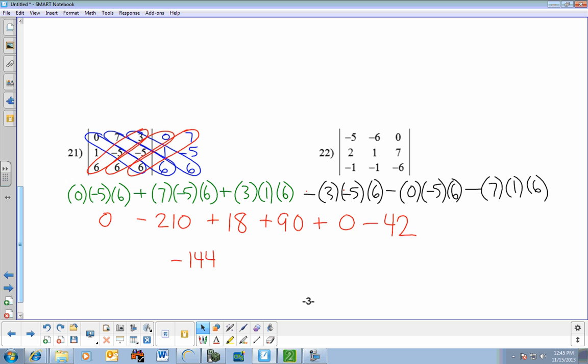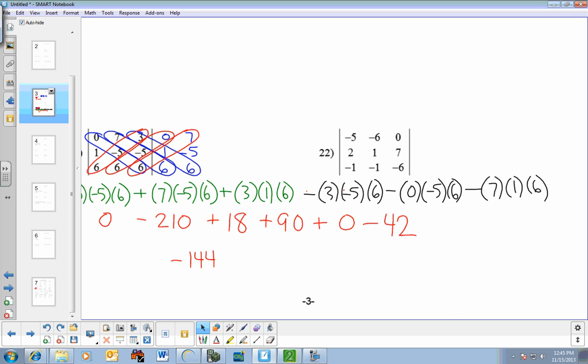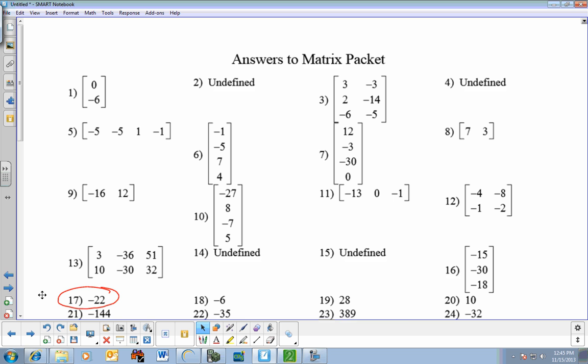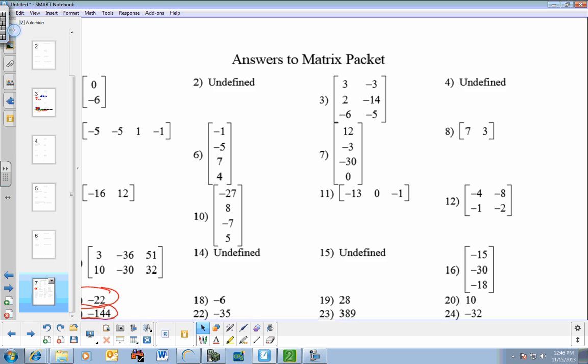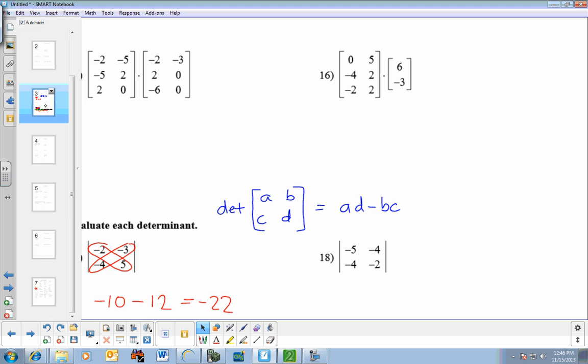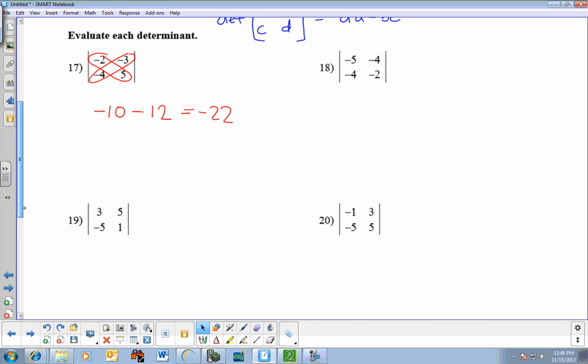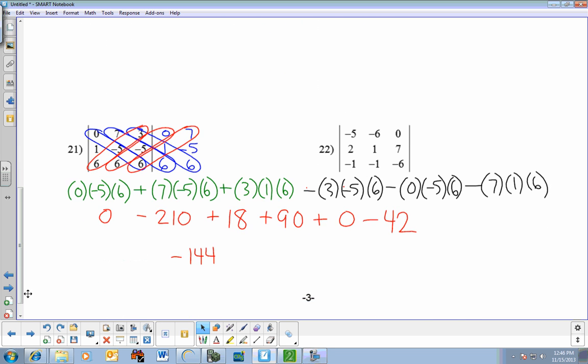Let's take a quick look at the magic answer sheet. Number 21, negative 144. Beautiful, right down here. So that's a 3 by 3 determinant. Okay, so we've got 2 by 2 determinants, 3 by 3 determinants. You should be able to do both of those by hand.